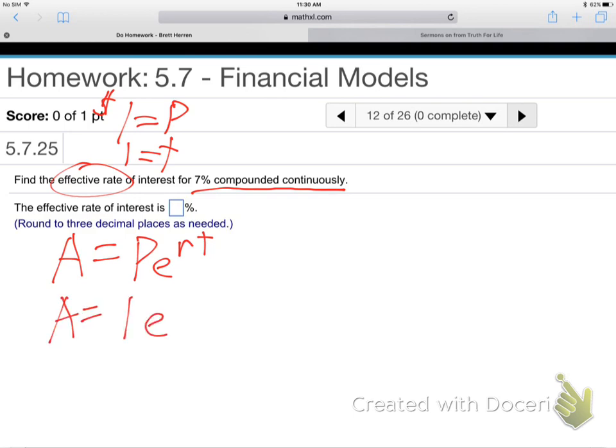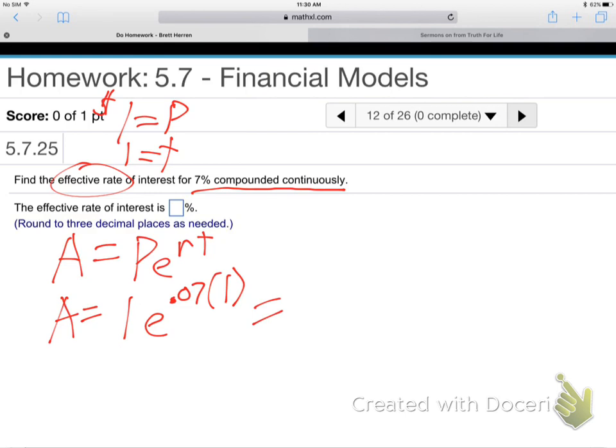So $1, the listed rate is 0.07, the time is 1 year. So the listed rate is 7%. We're expecting the real effect to be higher than 7, right? Like 7.2%, 7.138, or I don't know. Something a little higher than 7% to be the real effect. Because we're compounding continuously, so it's going to go higher. Maybe it's 7.2 something, I don't know. All right, so what do we get?